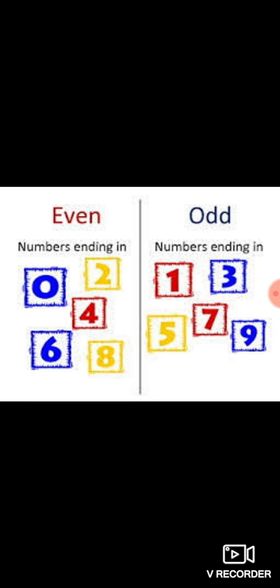So now you understood what is even and what is odd. So even number is nothing but a number that can be divided equally into two groups. And the numbers ending with 0, 2, 4, 6 and 8 are called even numbers. Odd number is nothing but a number that cannot be divided equally into two groups. And the numbers ending with 1, 3, 5, 7 and 9 are called odd numbers.